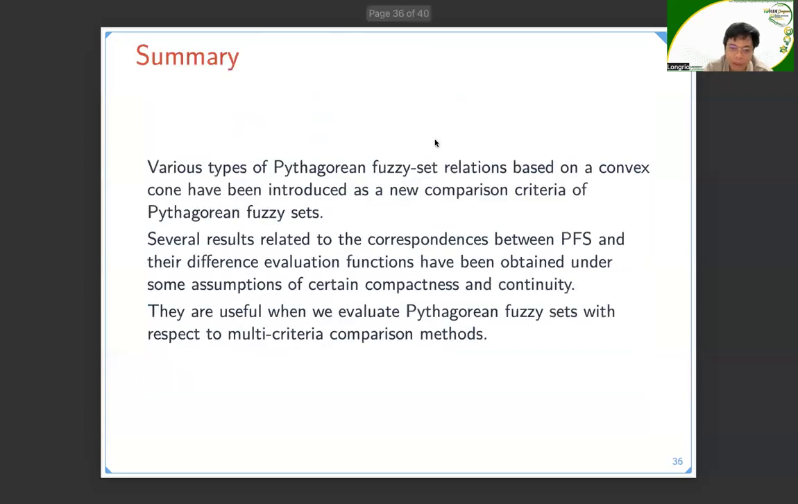To summarize, various types of Pythagorean fuzzy set relations based on a convex cone have been introduced as a new comparison criteria of Pythagorean fuzzy sets. Several results related to the correspondences between PFS and their difference evaluation functions have been obtained under the assumptions of certain compactness and continuity. They are useful in evaluating Pythagorean fuzzy sets with respect to multi-criteria comparison methods.